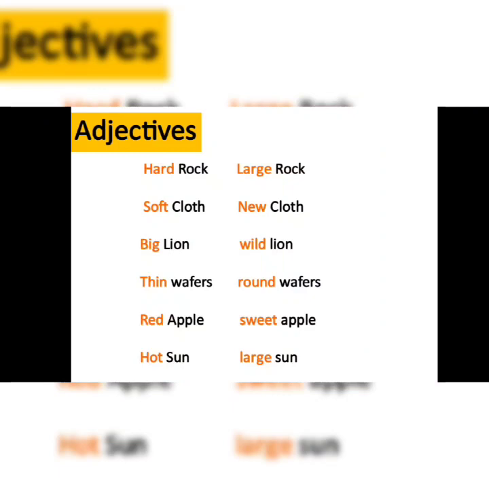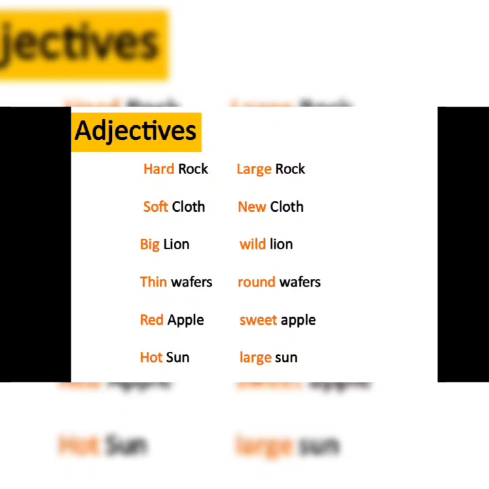I have mentioned many examples for you, like suppose I have mentioned hard rock, large rock, okay, and there can be any other adjective also. So if you have written hard or large, that means your answer is correct. Okay, next, for cloth I have written soft cloth, new cloth, it can be old cloth, etc. For the lion you can write big lion, wild lion, or a black lion. Okay, you just have to mention the adjective, and it can be in any form.